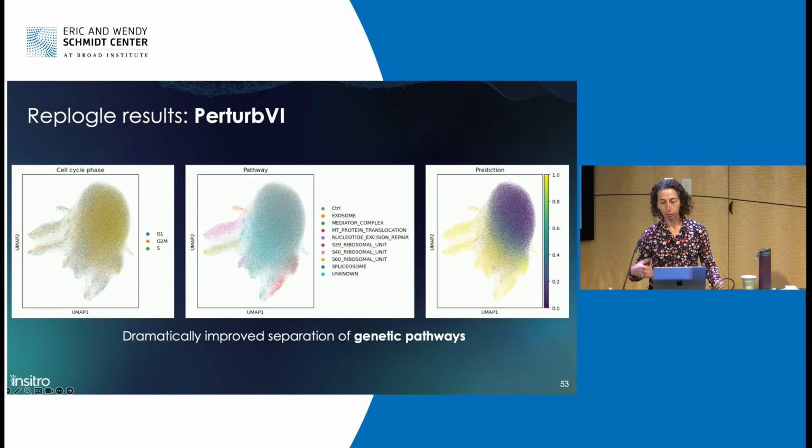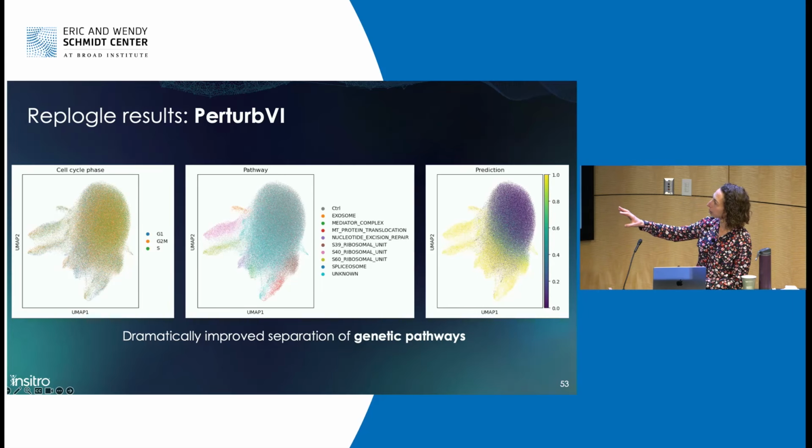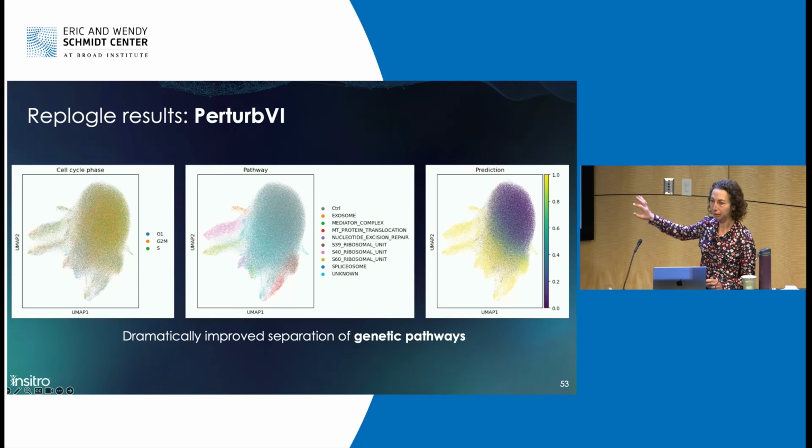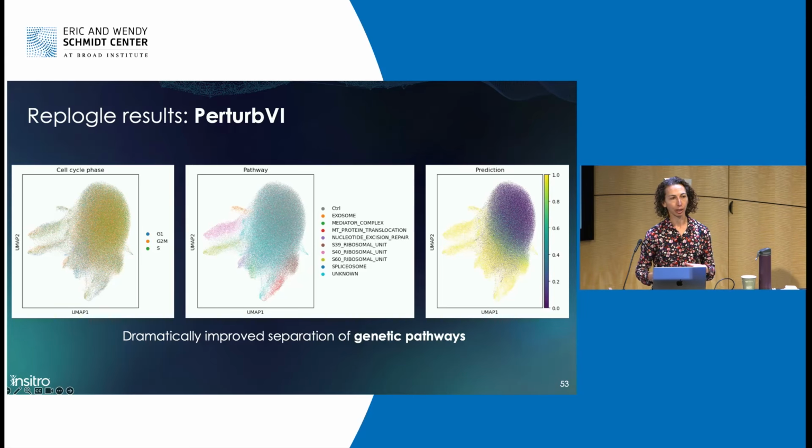But in contrast, when you apply perturb VI to this data, you see that it's really removed that cell cycle effect, and you can see much clearer, I guess the colors aren't super crisp here, but much clearer separation of the genetic pathways. And what I'm showing on the far right is a picture showing the posterior probability of whether the cell was perturbed, and that mass of dark gray dots are all the cells that were inferred as not perturbed.